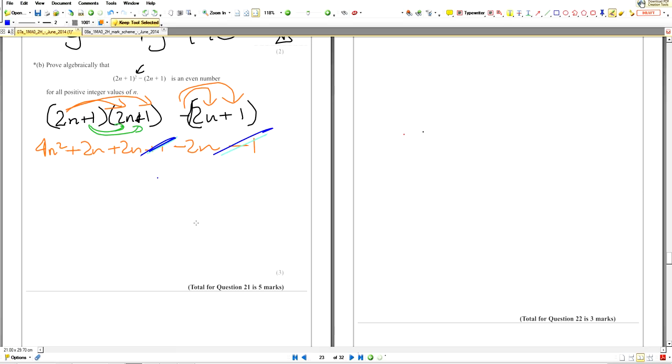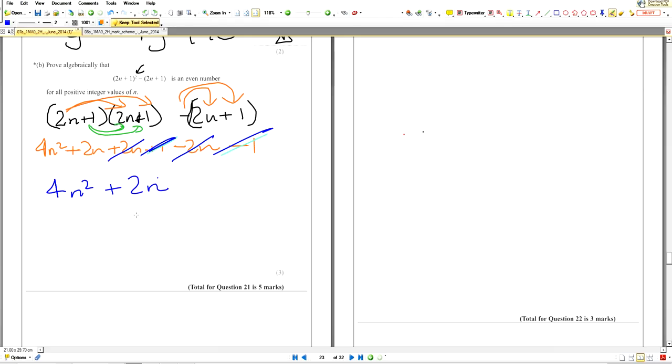Cross these two out. Okay, we've got plus 2n and minus 2n. They cancel each other out completely. So what are we left with? 4n squared plus 2n.